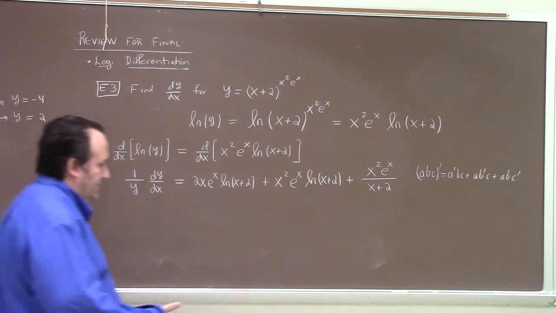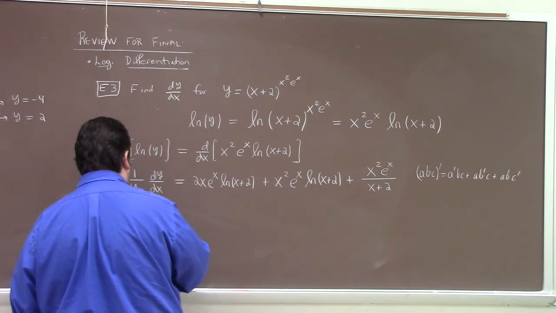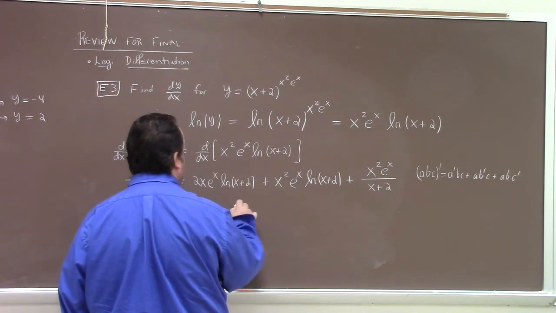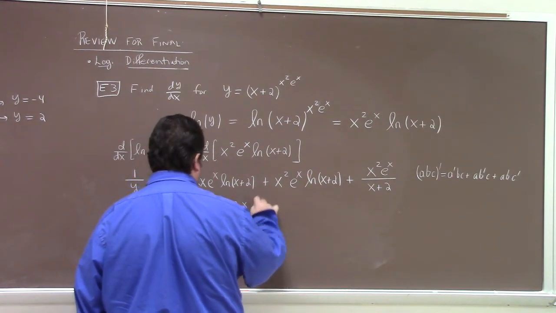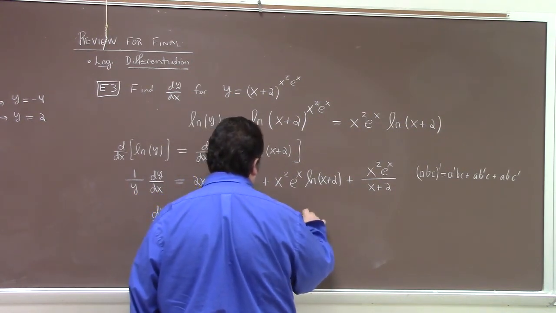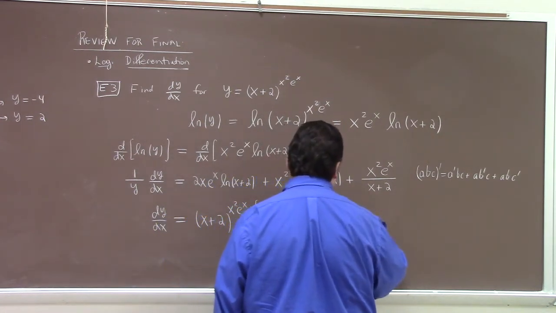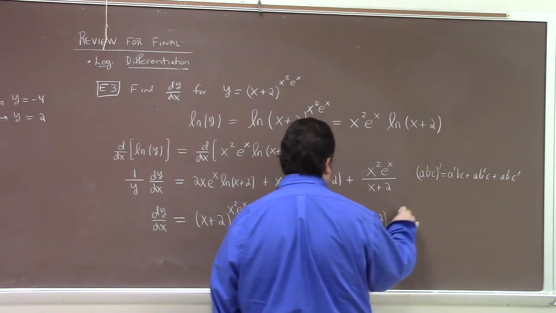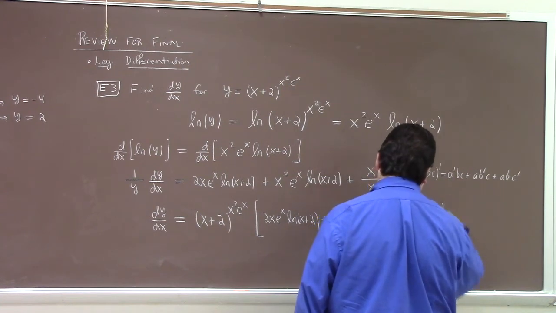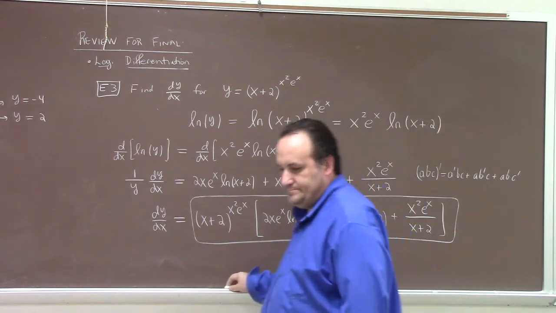And almost done. Now just solve for dy dx, which is what we're trying to find, right? Which was x plus 2 to the x squared e to the x times big parentheses here, 2x e to the x natural log of x plus 2. Of course, you could group some of this stuff and do some factoring. I'm not even bothering to try to simplify this, okay? There it is.